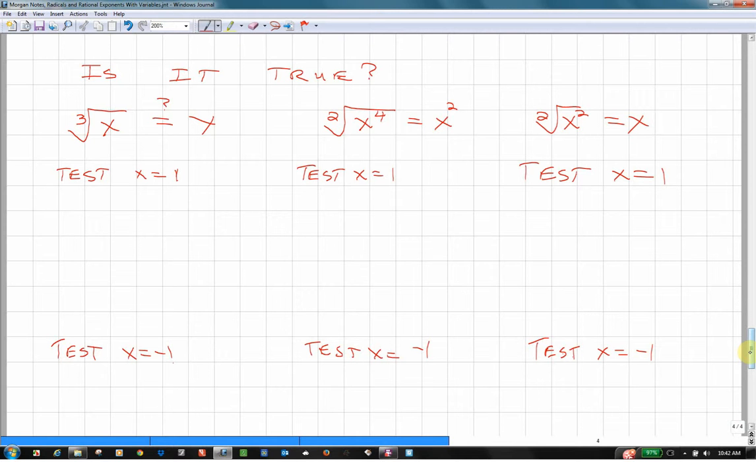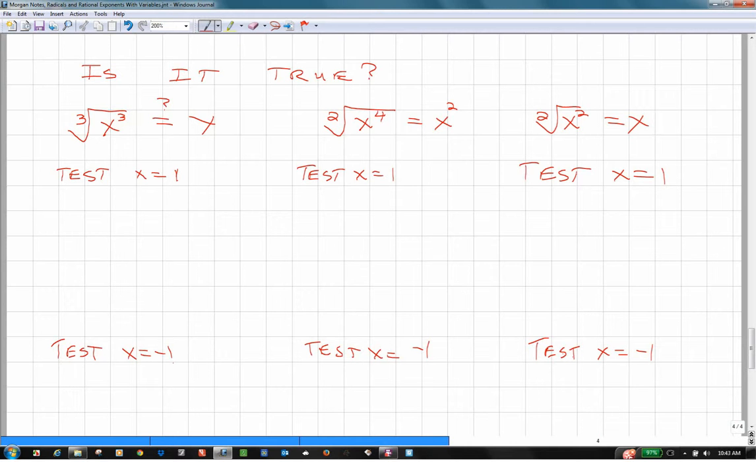Okay, there's a couple things I'm going to show you here. Let's take a look at this first thing. Is this true? All right, so what I have here is the cube root of x cubed. Is that equal to x? Is that a true statement? What do you think?